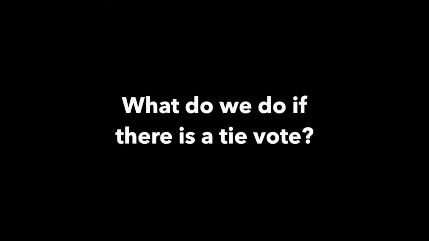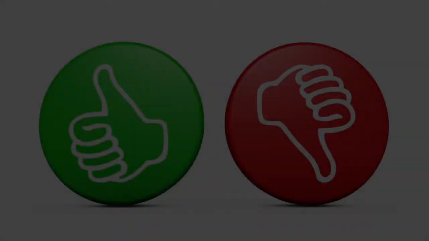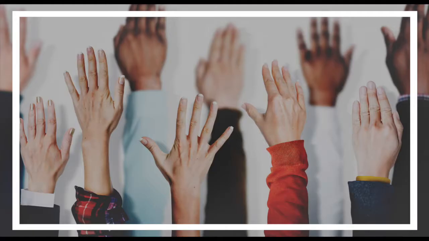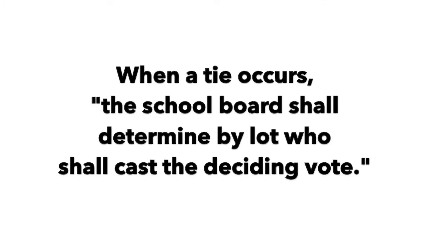What do we do if there is a tie vote? If the tie vote occurs on a motion, the motion is lost, or in the rather archaic language of Section 31 of the Public Schools Act, it shall be deemed to be negatived. If the tie occurs in a vote for chair or vice chair, the Public Schools Act is also clear. When a tie occurs, the school board shall determine by lot who shall cast the deciding vote.